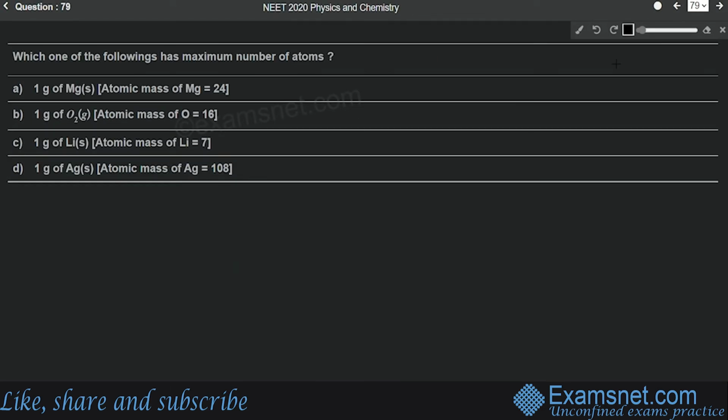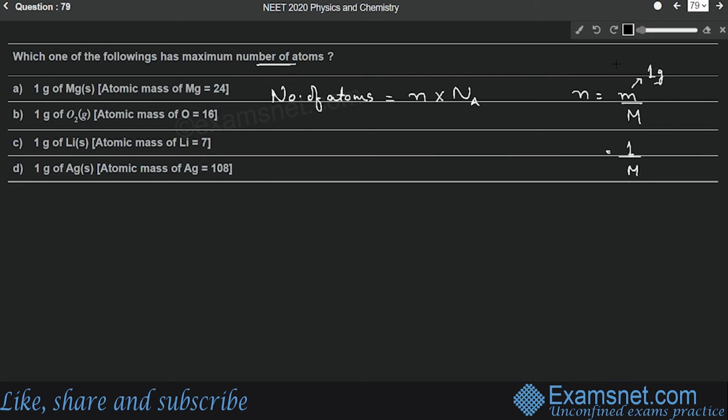Question number 79 is from the chapter Some Basic Concepts of Chemistry, and the question is, which one of the following has maximum number of atoms? So how do we find number of atoms? If we know the number of moles, then we can find out the number of atoms as well by multiplying the number of moles of an element with Avogadro number. Okay, so Avogadro number is a constant. Okay, and number of moles is equal to given mass of the element by atomic mass. Okay, so in this case, given mass is same in all, that is 1 gram. So the number of moles will be equal to 1 by atomic mass of that element.